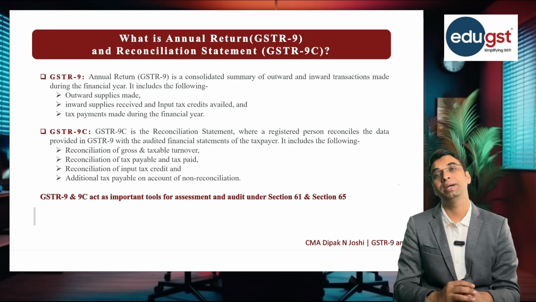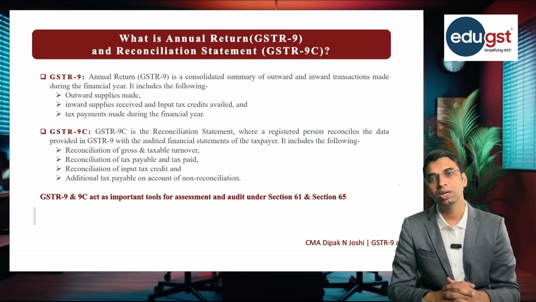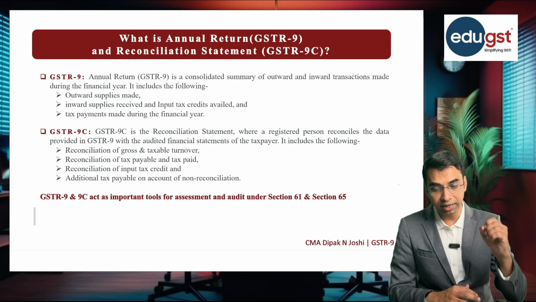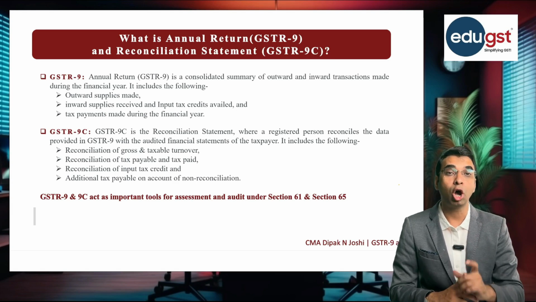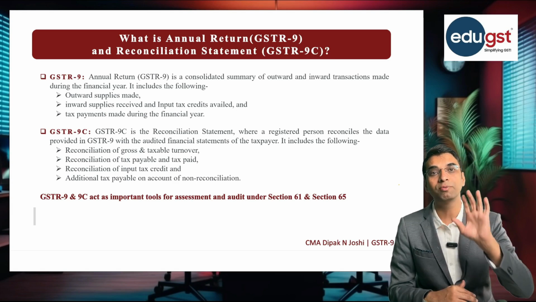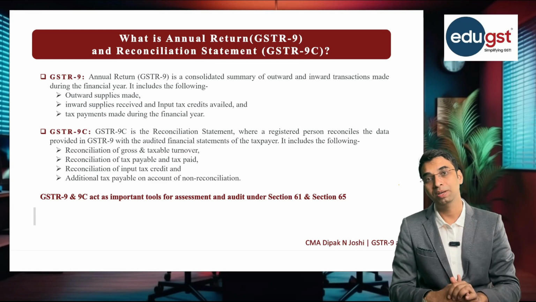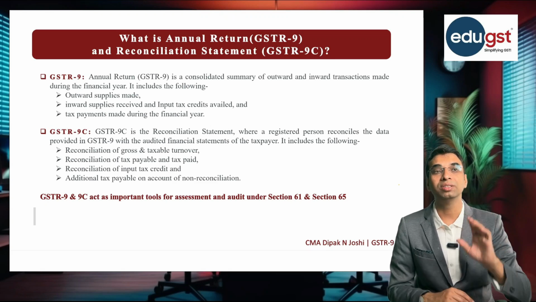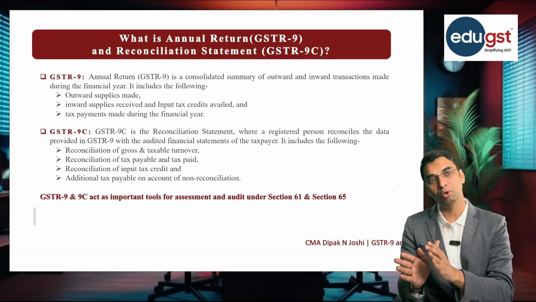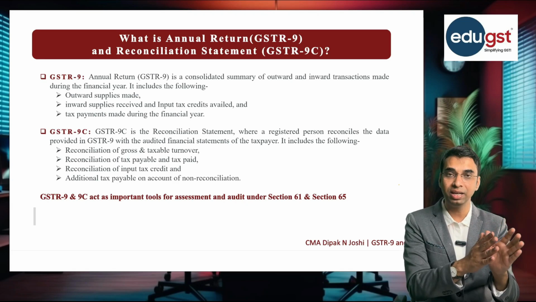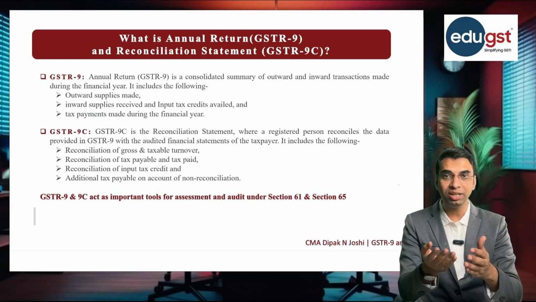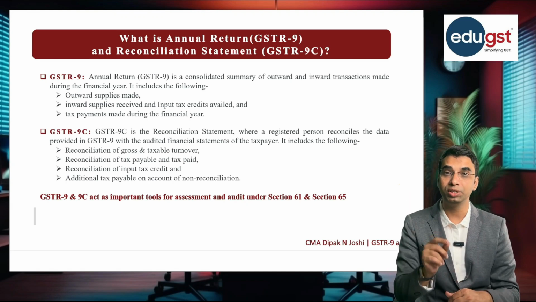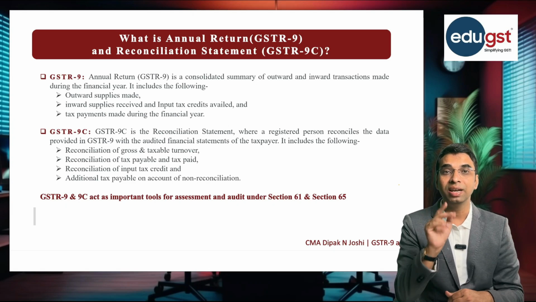Reconciliation of tax payable and tax paid. So tax payable during the financial year vis-a-vis tax paid in form GSTR-3B. Reconciliation of input tax credit. So how much is the input tax credit available as per your books of account and how much you have availed in GSTR-3B. Reconciliation of that. Additional tax payable on account of non-reconciliation. So if there is any non-reconciliation, if your turnover is not matching with the turnover as per GSTR-9, and because of that non-reconciliation, if any additional liability arises, that additional liability also you are required to report in form GSTR-9C.